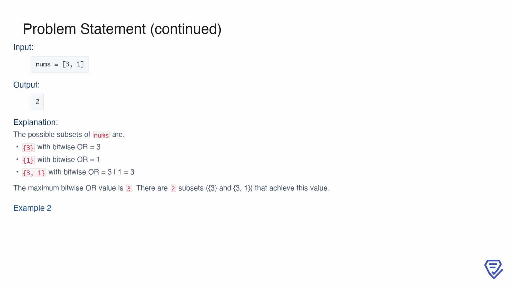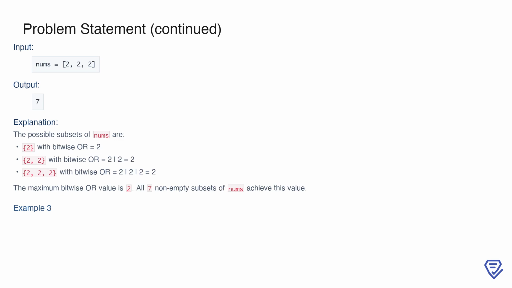If we have nums equals 3, 1, the subsets we can form are 3, 1, and 3, 1. Calculating the bitwise-OR for each subset, we find that 3 results in 3, 1 results in 1, and 3, 1 results in 3 | 1 equals 3. The maximum bitwise-OR value here is 3. Among the subsets, 3 and 3, 1 both achieve this maximum value, so the output is 2. This example illustrates how we calculate the maximum bitwise-OR value and count the subsets that achieve it.